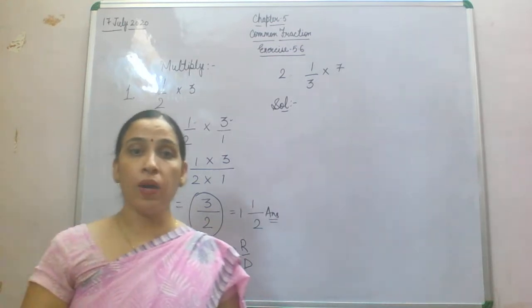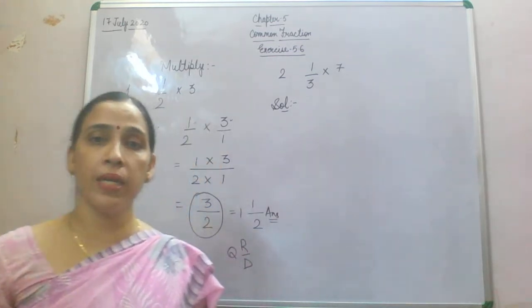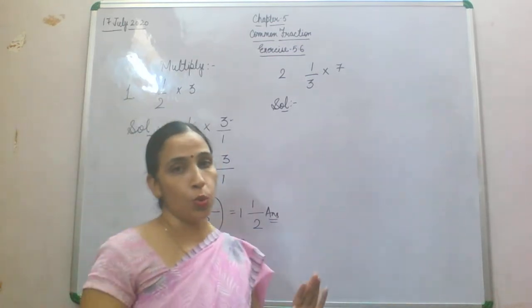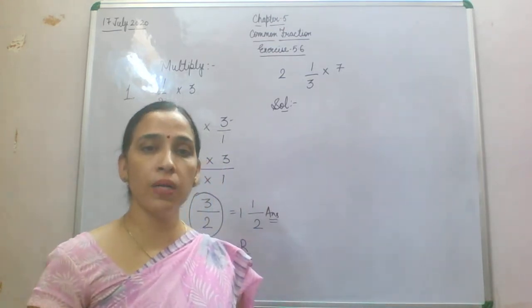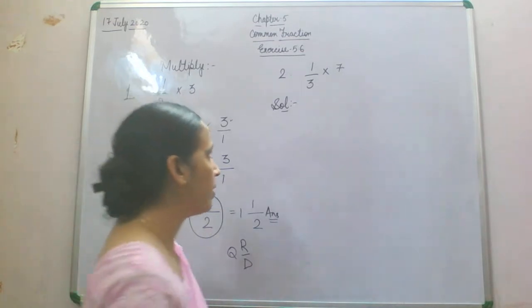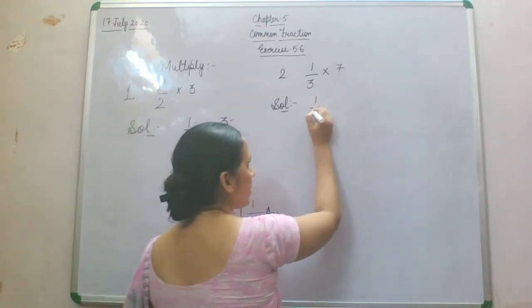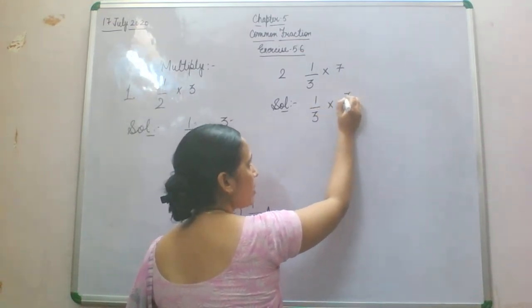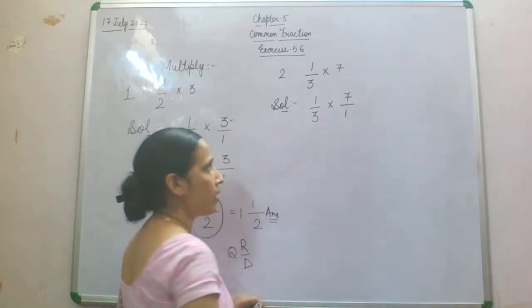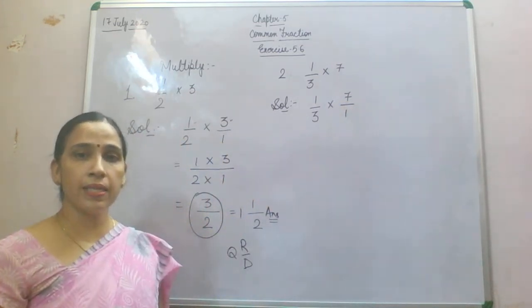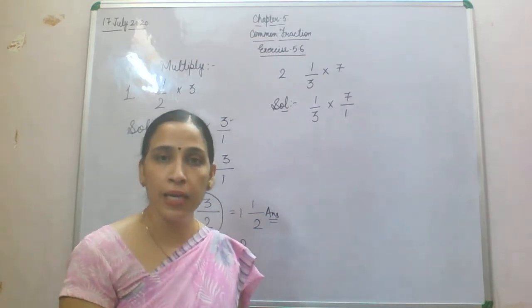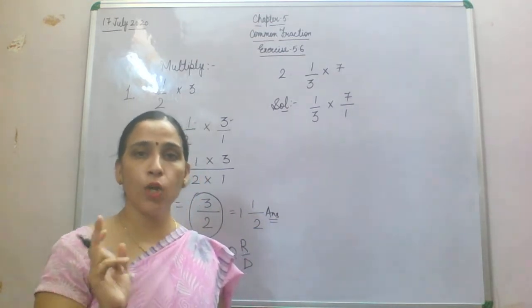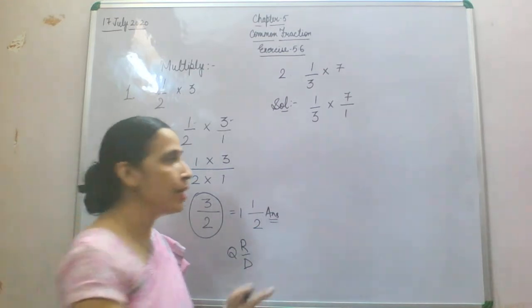Now can you find any denominator with the whole number? No. We don't have any denominator with the whole number. So what will we write there? 1. So here 1 by 3 multiply by 7 by 1. So now what is the next step? Yes, correct. The numerator will multiply by the numerator and the denominator will multiply by the denominator.